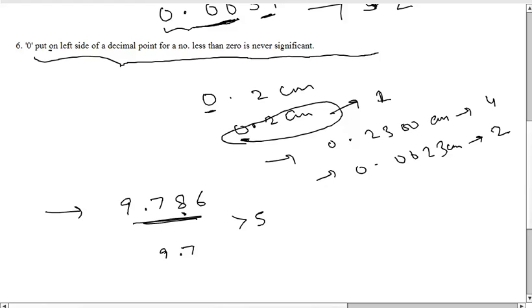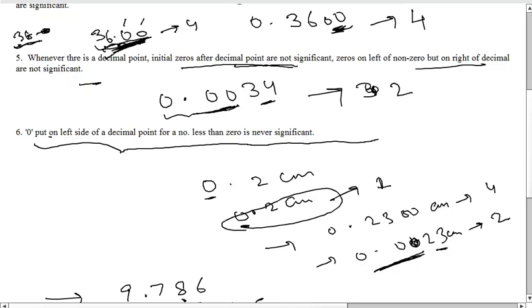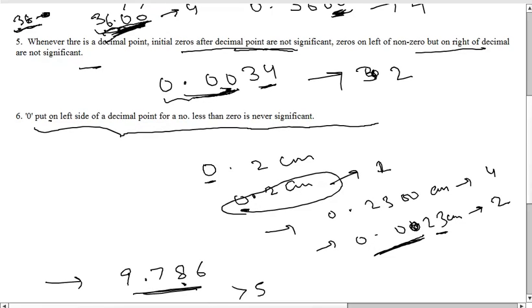Which one, beta? This 0.0023? No, this will be 2, because these three zeros are non-significant. Only these two will be significant. We told you. For example, we took the example of 0.0034. Decimal point, initial zeros after the decimal point are non-significant. Or we can say zeros on the left hand side of the non-zero digit and the right hand side of the decimal are always non-significant. So this is 0.0023, so it will be 2. Done?